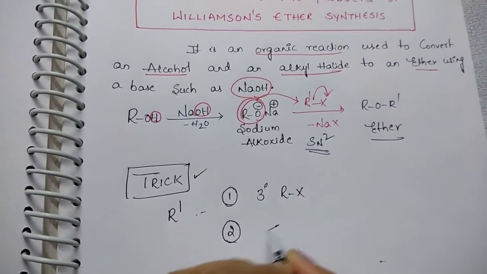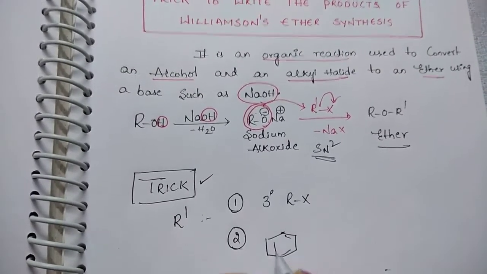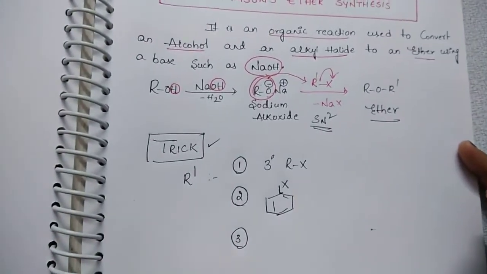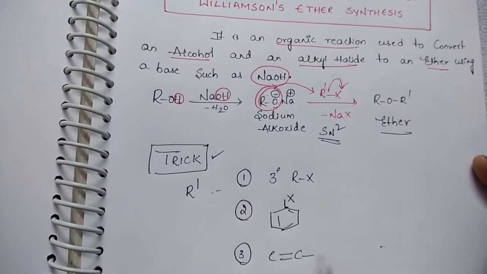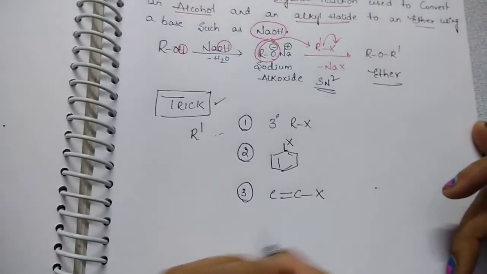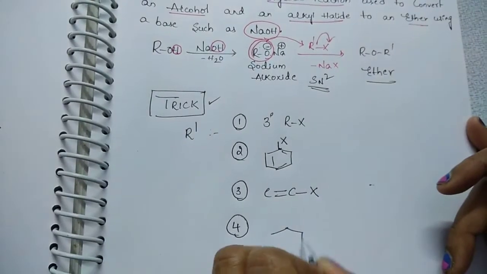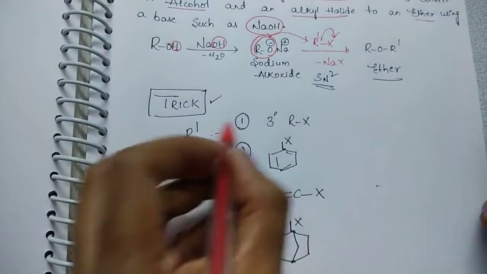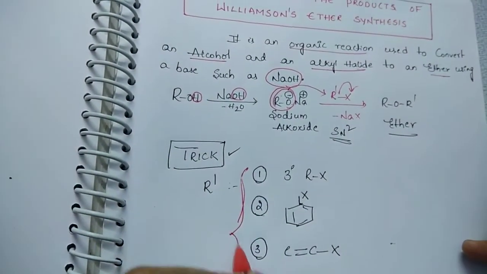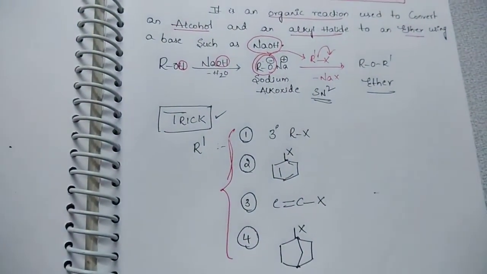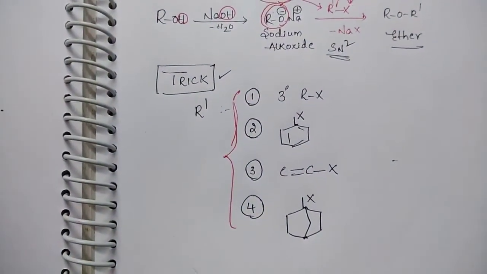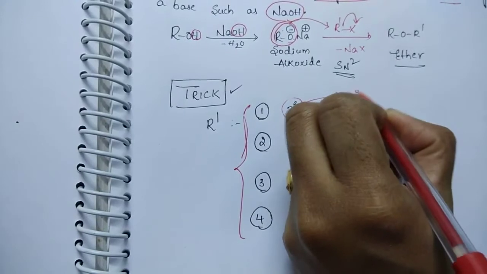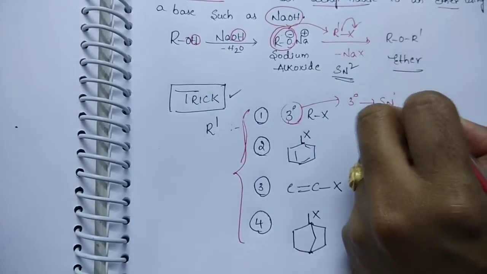And that alkyl halide should not be aryl halide. Alkyl halide should not be vinyl halide. Alkyl halide should not be bridgehead halides. See here, these are the most important things you should remember while solving a question on Williamson ether synthesis. Here the alkyl halide should not be tertiary. We know that tertiary alkyl halide favors the SN1 mechanism, not SN2.